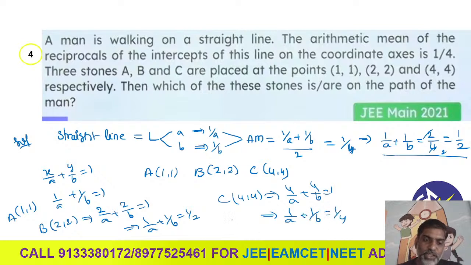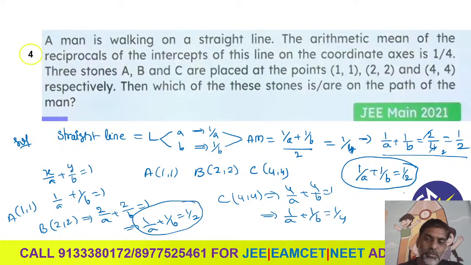So these are the three conditions we are getting here. But in the question they have given the condition 1 by A plus 1 by B is equal to 1 by 2. So which one is matching? This one, 1 by A plus 1 by B equal to 1 by 2. So B (2, 2) is on the path of the man. This was asked in JEE Mains 2021.